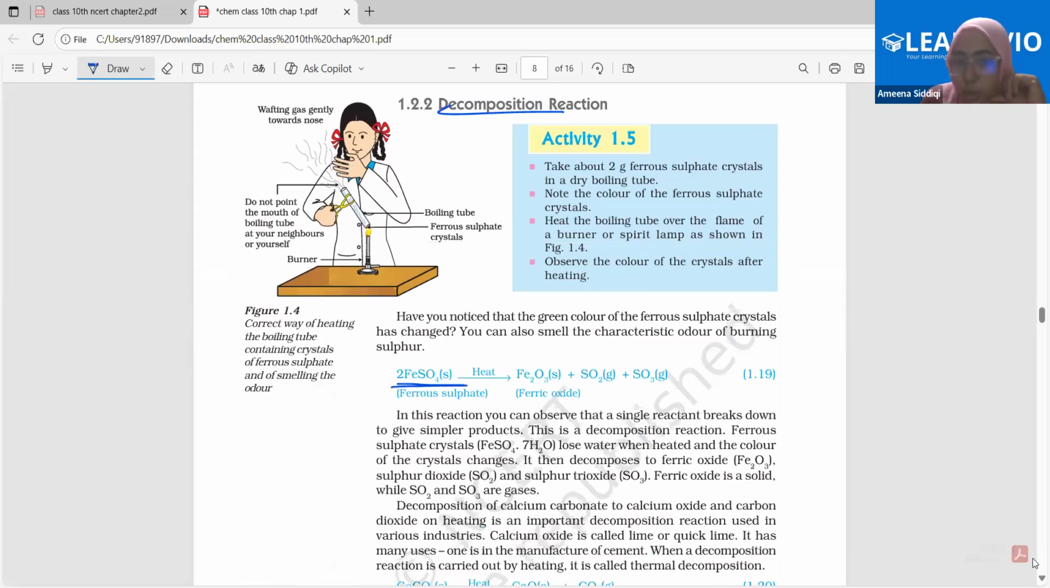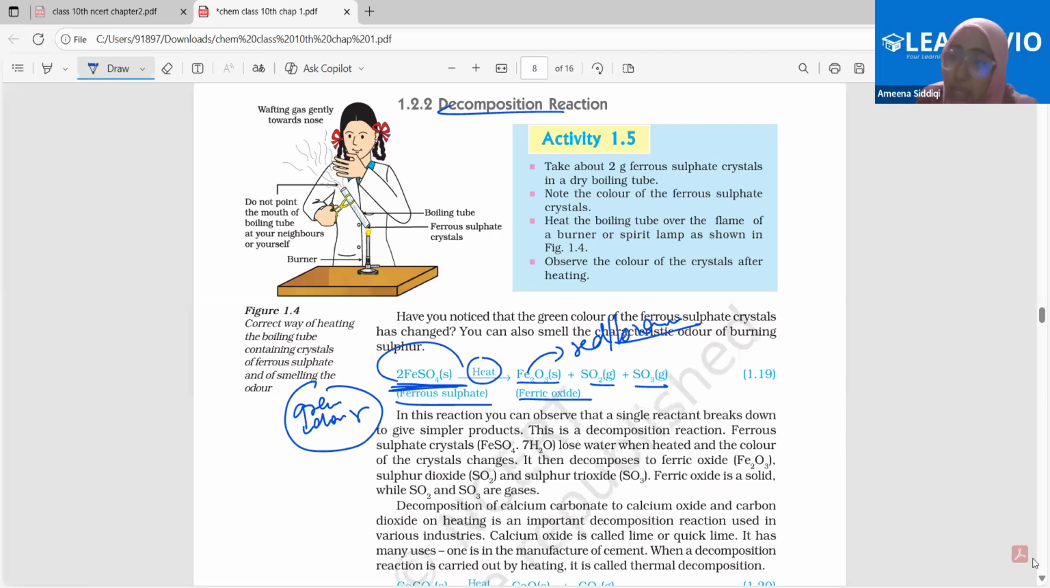Now decomposition reactions. We have ferrous sulfate, a compound. We heat it, and we get a different color. Ferrous sulfate was green in color. And we heat it. We get ferric oxide, sulfur dioxide, and sulfur trioxide. The color in the beaker changes to red or brown. Why does that happen? Because earlier we had green color because of ferrous sulfate. Now ferrous sulfate has been decomposed into ferric oxide. Therefore, the color will change. Is it okay?